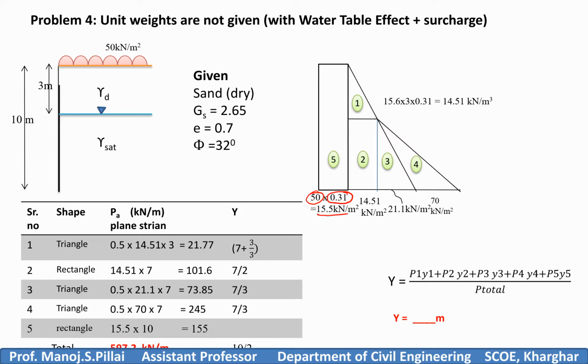Again, you will divide the surfaces 1, 2, 3, 4. Here you will get 5 surfaces. Use this table. No need to write this, this is only for your reference. You will get 587 as your P total. Then you will have P1 Y1 plus P2 Y2 plus P3 Y3 plus P4 Y4 plus P5 Y5, divided by P. You get some answer.